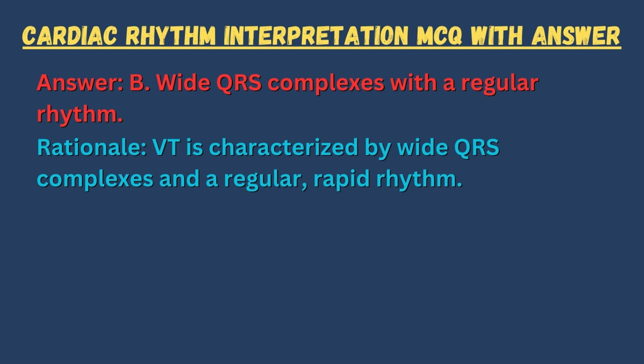Answer: B. Wide QRS complexes with a regular rhythm. Rationale: VT is characterized by wide QRS complexes and a regular, rapid rhythm.